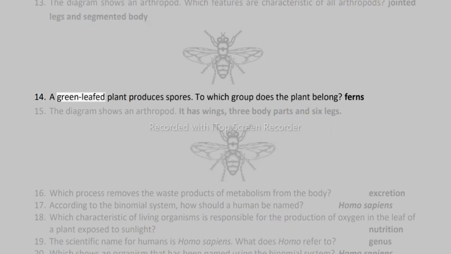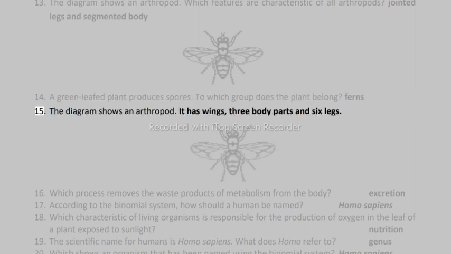14. A green-leafed plant produces spores. To which group does the plant belong? Ferns. 15. The diagram shows an arthropod. It has wings, 3 body parts and 6 legs.